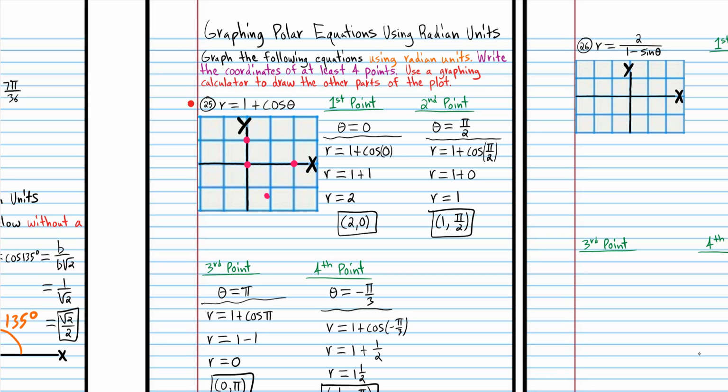So now we have to worry about our window, so press the window button. Now notice it says negative 180 degrees and positive 180 degrees. That's too many radians. That's going to take your calculator forever to graph this, because now we're in radian units. We don't want negative 180 radians. That's too many. So we're going to go from negative pi to pi. That's the equivalent of negative 180 degrees to 180 degrees. In radian units, that would be negative pi to positive pi.